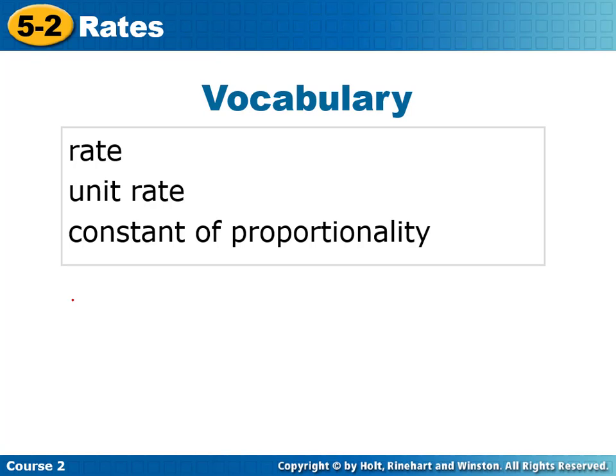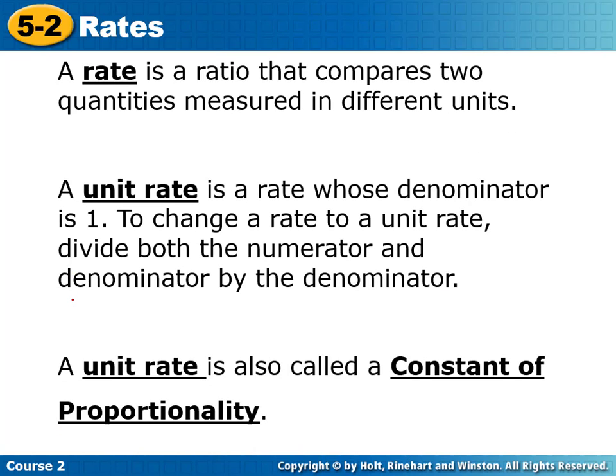So let's look at a couple more definitions. A rate is a ratio, so we know it is a comparison of two quantities. So it's a ratio that compares two quantities measured in different units. So this is the key to a rate. Every time you pass a gas station, you see a rate because we're talking about dollars per gallon. A unit rate is a rate whose denominator is 1. So unit means that we want to compare everything to 1.